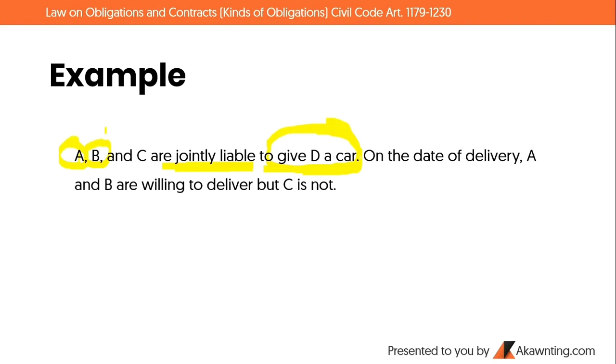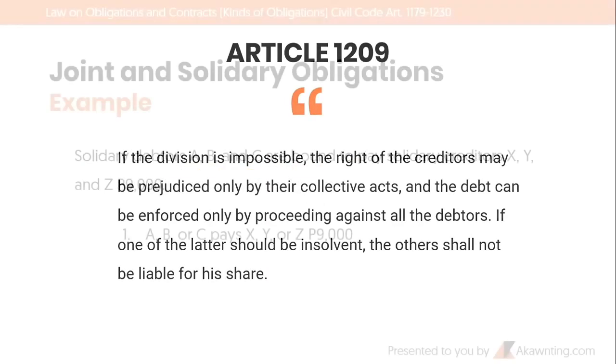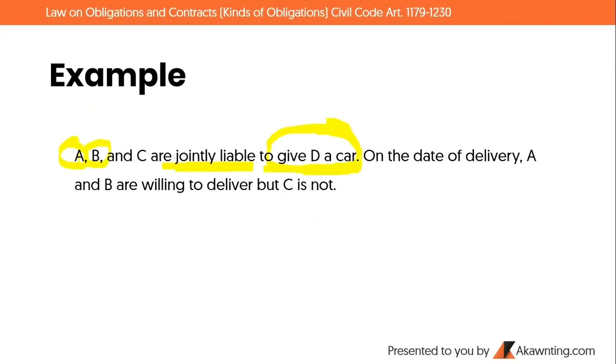Can A and B validly deliver the whole car to D, which is the creditor in this case? The answer is no. A and B cannot validly deliver the whole car to D.